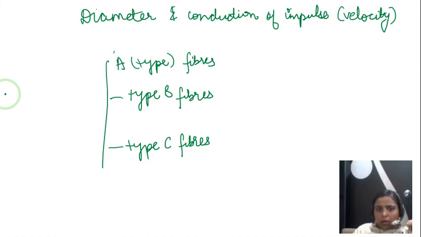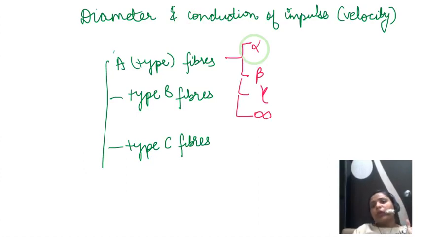And if we are talking about the type A fiber, then type A fiber will be classified again into alpha, beta, gamma, and delta, right? So this is your type A alpha fiber, type A beta fiber, type A gamma fiber, and type A delta fiber. So we have three types of classification, and further A fibers are classified into four types, if we talk about the diameter and conduction of impulse, right?